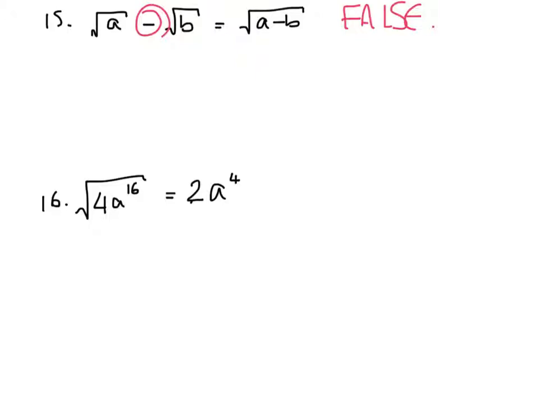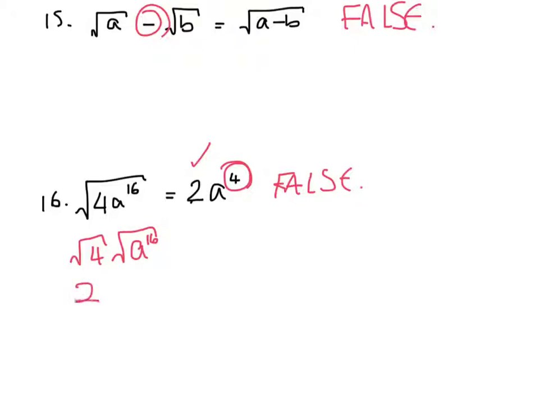Unfortunately, 16 is also false, because I'm happy with the 2. We've got a square root of 4 times the square root of a to the 16, but this is a problem. If we convert this into index form for a minute, I'm happy with that bit. And I've got a to the 16 to the power of a half. Don't forget a square root is an index of a half.